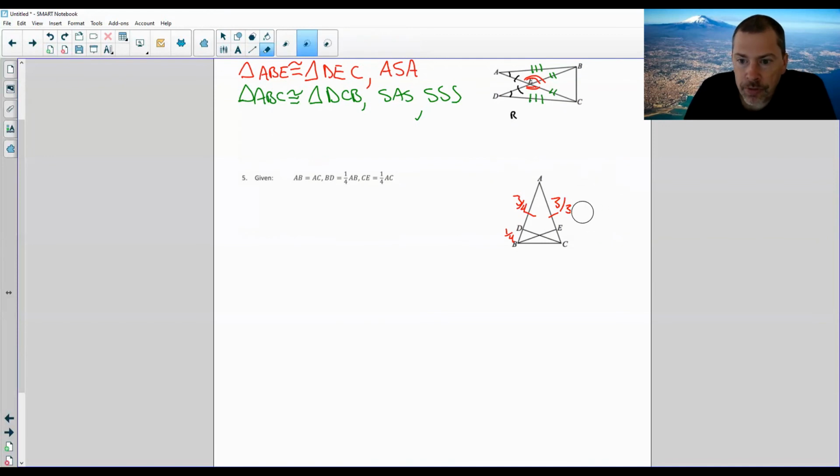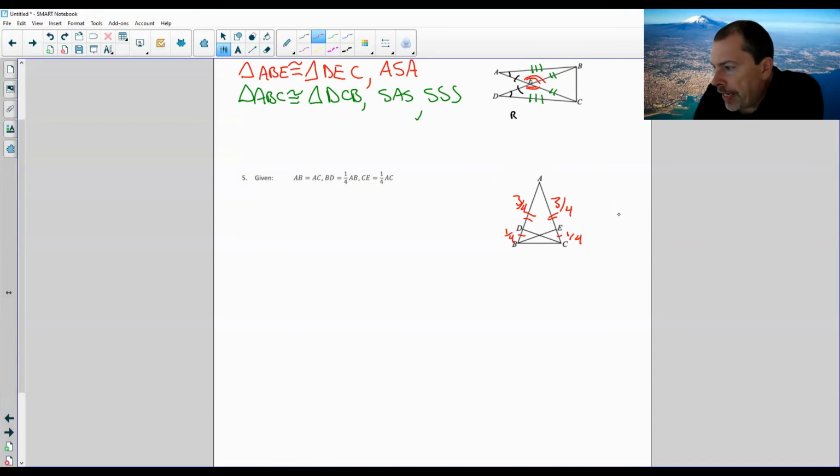3/3 is 1. 3/4, 3 out of 4. And EC or CE is a quarter of AC. Well, if the whole thing is congruent to the whole thing and I cut quarters off of each, those quarters are going to be congruent and the pieces are going to be congruent. So AD is going to be congruent to AE, DB is going to be congruent to EC. So now I have that all labeled up.